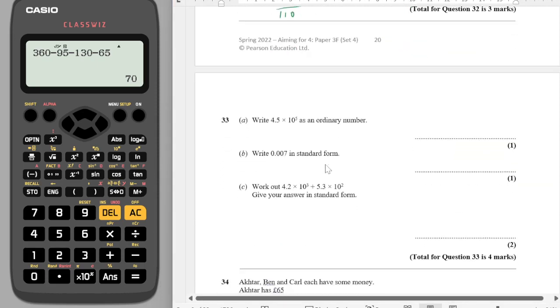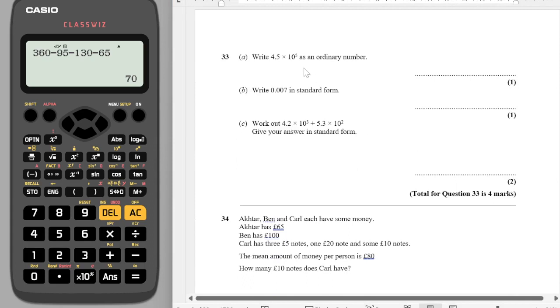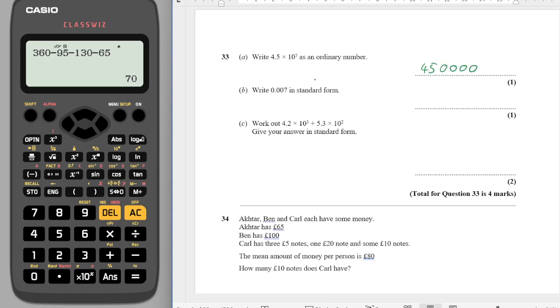Okay, question 33 then. Write 4.5 times 10 to the 5 as an ordinary number. So we're looking at moving the decimal point 5 places, so we'd be bringing in 4 zeros, so 4, 5, 1, 2, 3, 4. Part B, write 0.007 in standard form, so that's going to be 7 times 10 to the, and then we've got 3 zeros in the number, so minus 3.